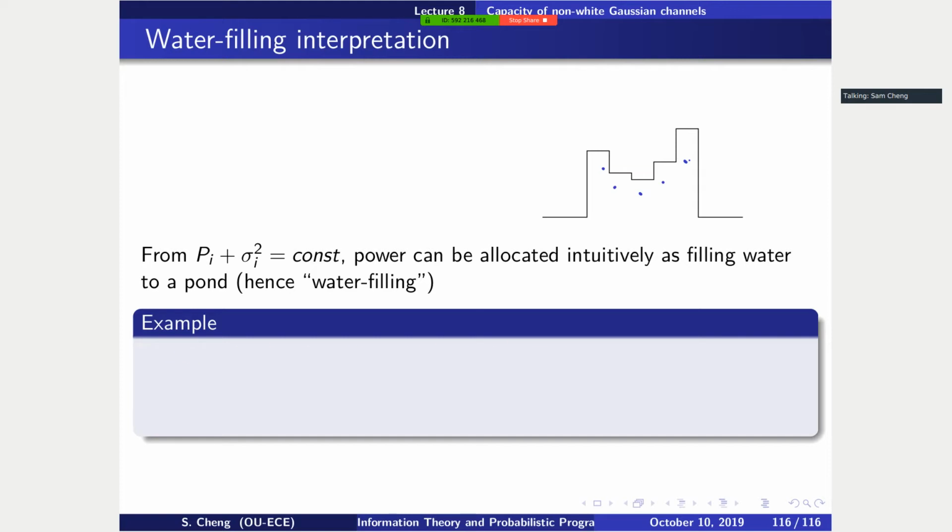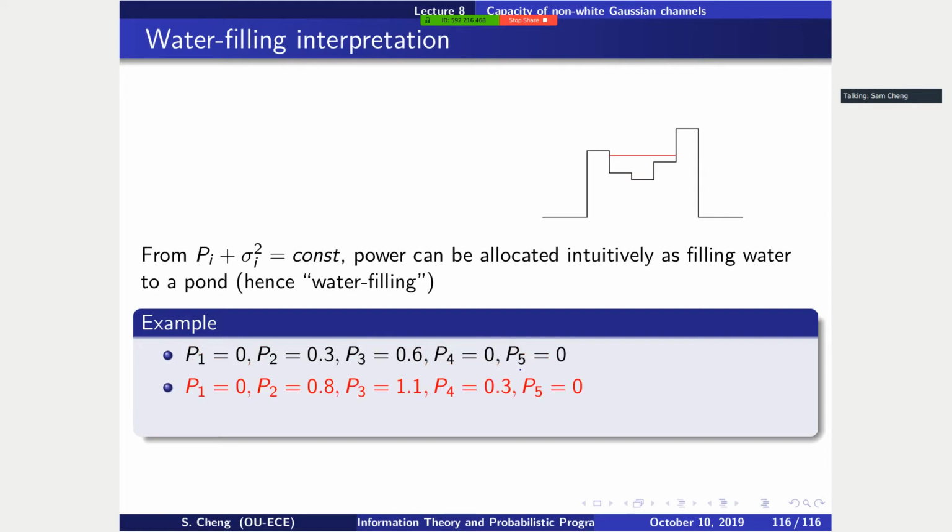Let's say this is one allocation. Let's say the power P1 is 0 here, right? P2 is equal to 0.3, P3 is 0.6 here, P4 0, P5 0, and this is another allocation, like P1 0 here, P2 is 0.8, and so on. Something like that, right? And that's another allocation. When you continue to increase the power, now P1 is also non-zero. At the beginning, only P2 and P3 are non-zero. When you increase the water level, now P2, P3, and P4 are all non-zero.